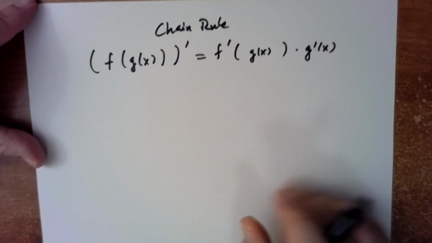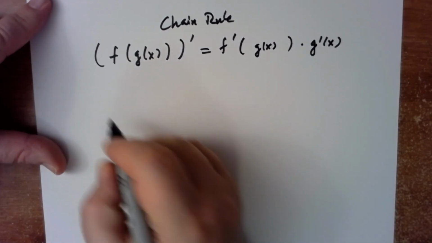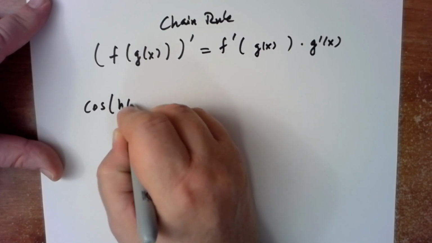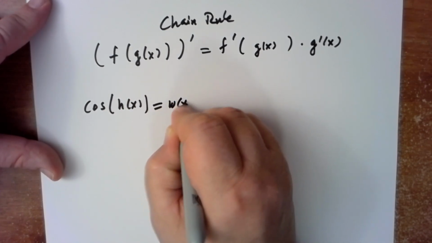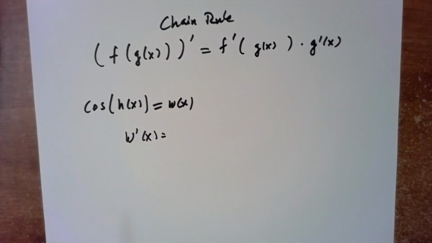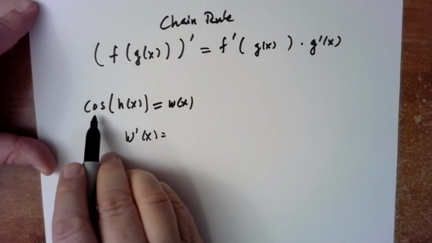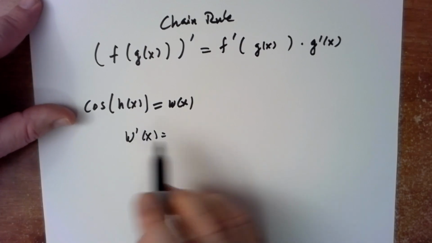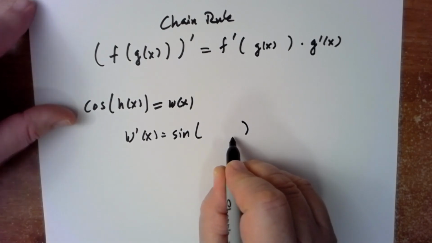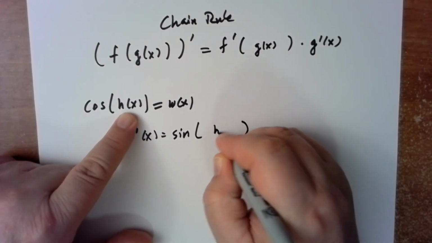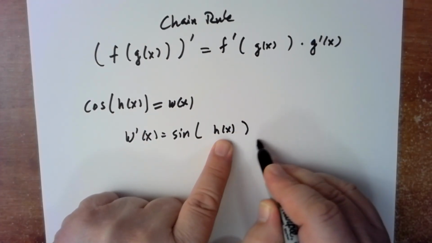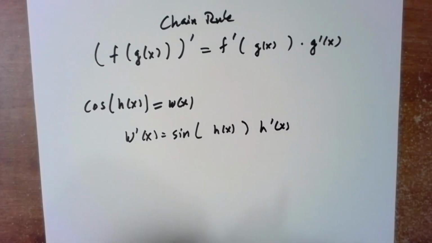So what would we do with something like, how about the cosine of h of x? I'm going to call that w of x. What would w prime of x be? Right, so the cosine is my outside function, so therefore I would differentiate that first and leave space for your inside function. Now just put in your inside function, right? That's what we have here, and then multiply by the derivative of the inside function, so the whole thing is multiplied by h prime. Good.